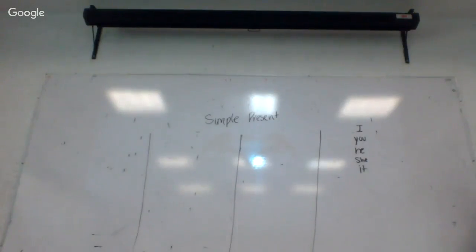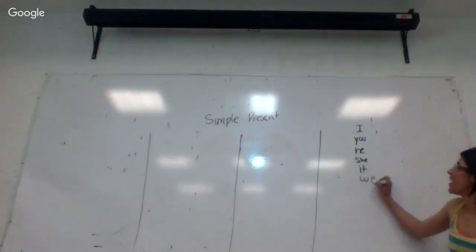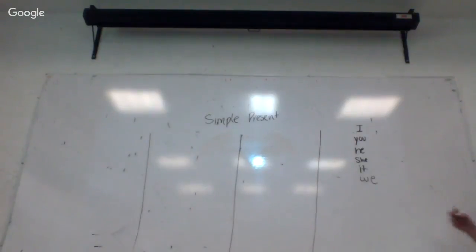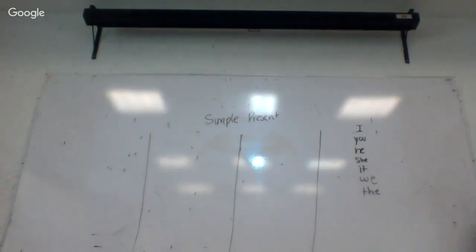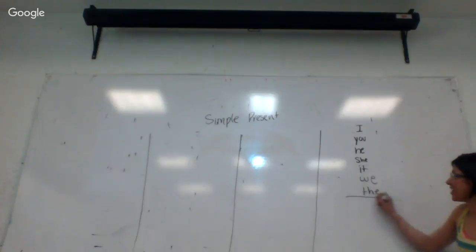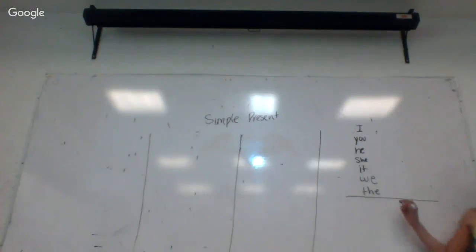Okay, I'm gonna try. Okay, I, you, he, she, it, we. Excellent. And they. Look how the letters change. Let me see why. I'm gonna try so you can understand.